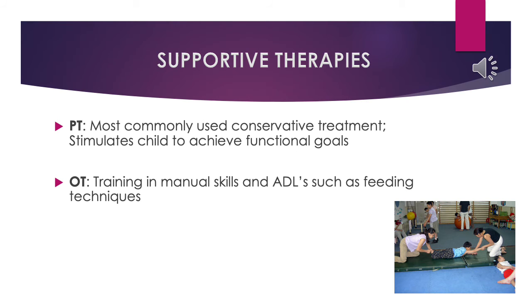There are many supportive therapies for cerebral palsy, but the 3 you should really know are the physical therapy, occupational therapy, and speech therapy. Physical therapy is most commonly used as a conservative treatment for these children. It can help achieve functional goals while focusing on preventing contractures of the joints. Occupational therapy will provide training in manual skills and ADLs such as feeding techniques. This can help promote the child's independence and makes them less dependent on others. With speech therapy, we really try to begin this at an early age, before the child starts to develop bad habits of communication.